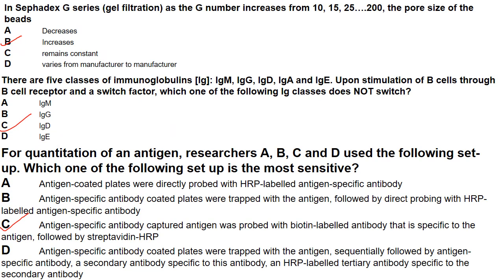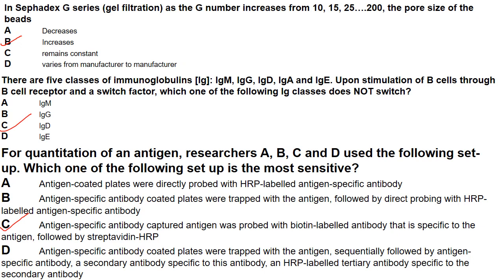Then, in Sephadex G series gel filtration, as the G number increases from 10, 15, 25, 200, the pore size of the beads. So you have Sephadex G10, Sephadex G15, Sephadex G25, 200. So the pore size also increases. Answer is option B.